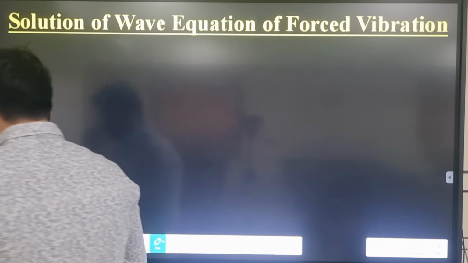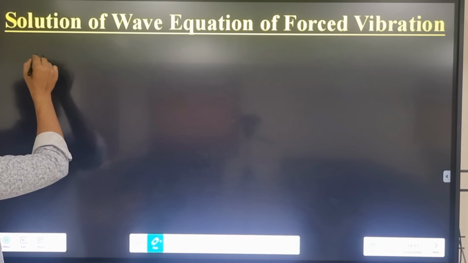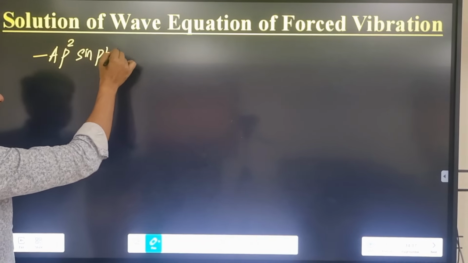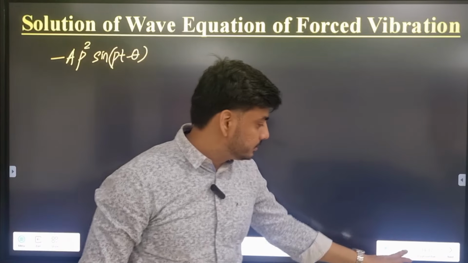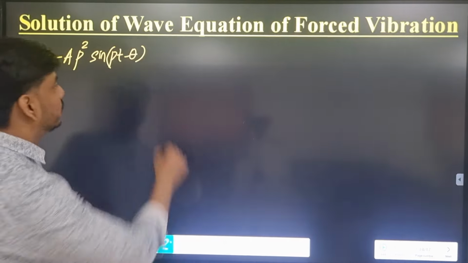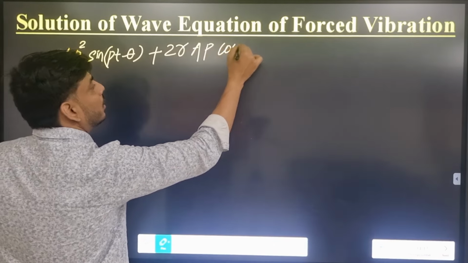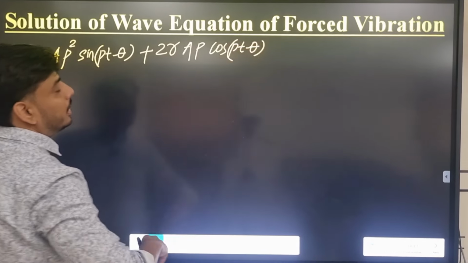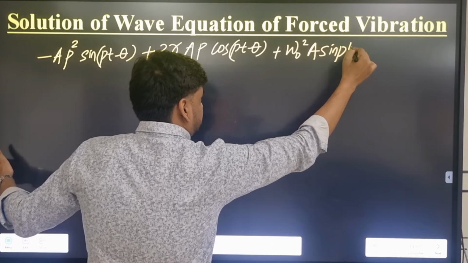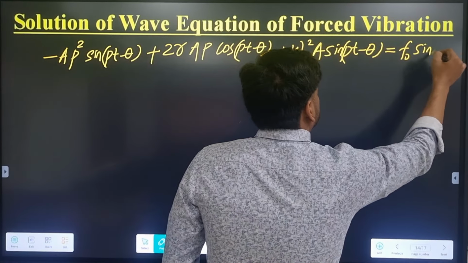Once we put in the solution, the wave equation is in the form of d square y by dt square, which is nothing but minus A p square sine(pt minus theta). Then 2r dy by dt, so 2r dy by dt means 2rAp cos(pt minus theta), plus omega naught square y, which is A sine(pt minus theta), equal to f naught sine pt.